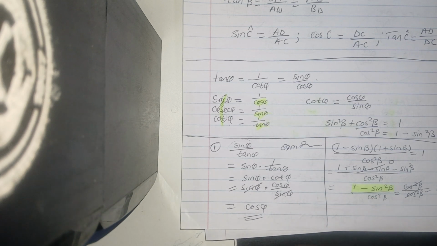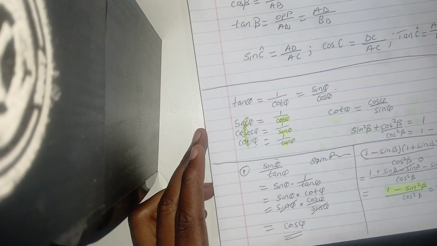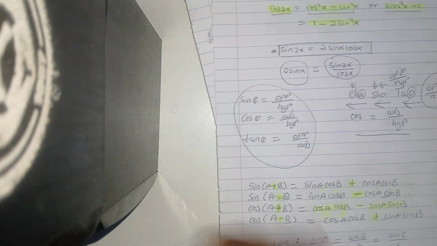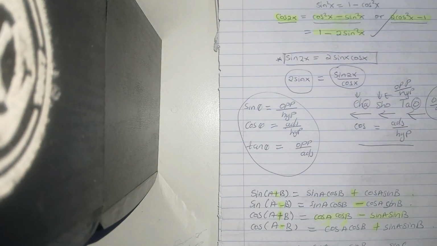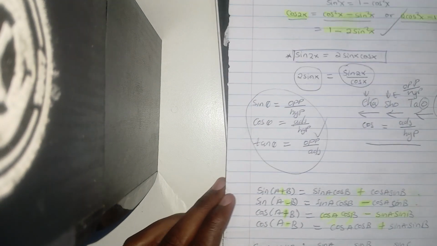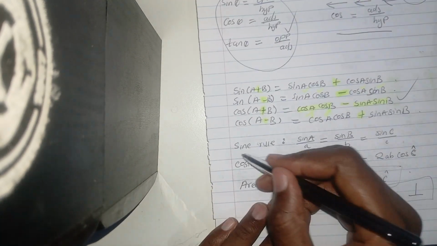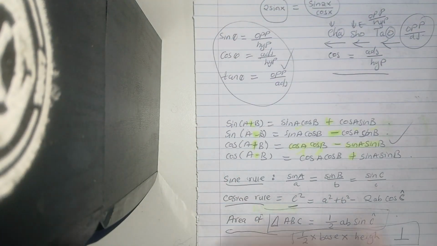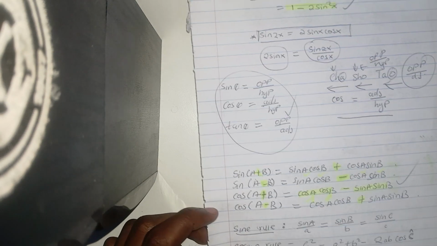I'll try by all means, guys, to upload as many trigonometric problems as possible, because I've tried by all means to take you through trigonometric identities. I also took you through trig ratios, the compounds, the sine rule, cosine rule and area rule. So what's left is for me to solve problems with you, and add the graphs, and make sure that you understand trigonometry.